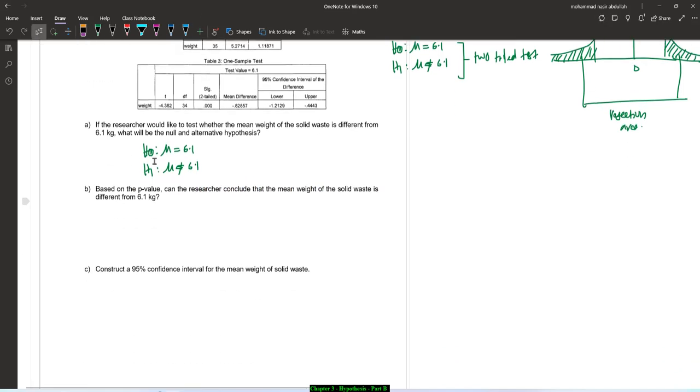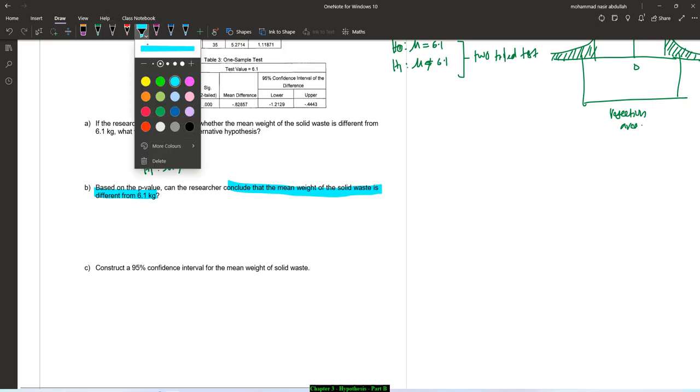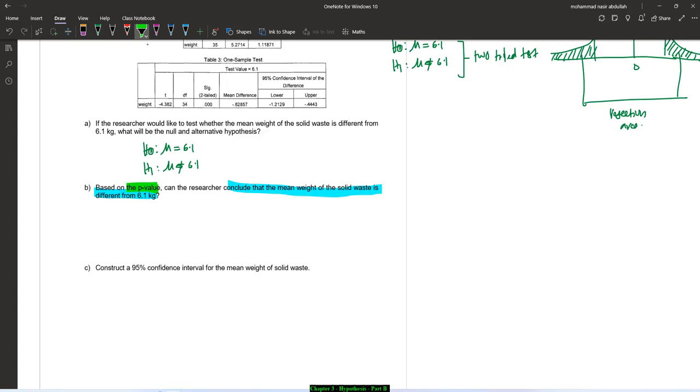Right. So here it says, based on the p-value, can the researcher conclude that the mean weight of the solid waste is different from 6.1? So this is based on the p-value. Since this is a two-tail test, we will use all this information. We no need to divide by 2. No need to divide by 2. So the p-value is equal to 0.00.